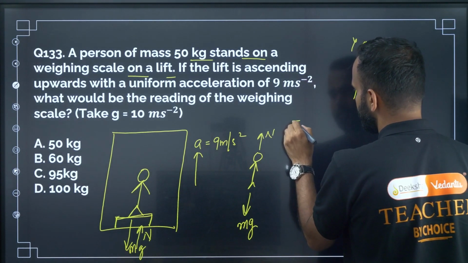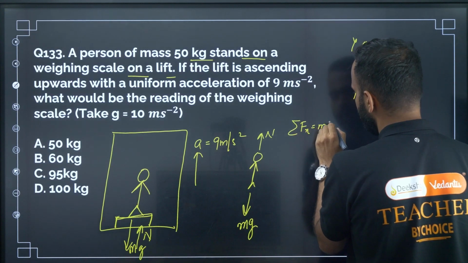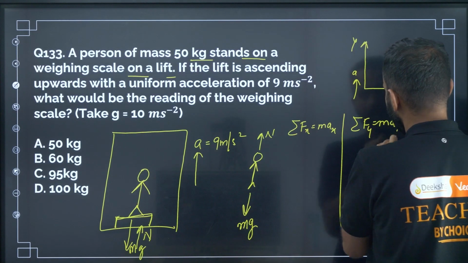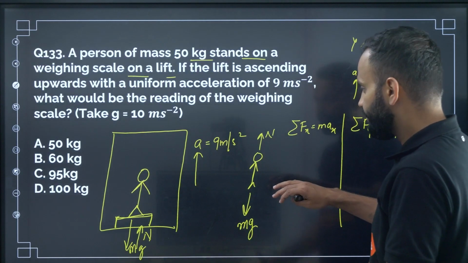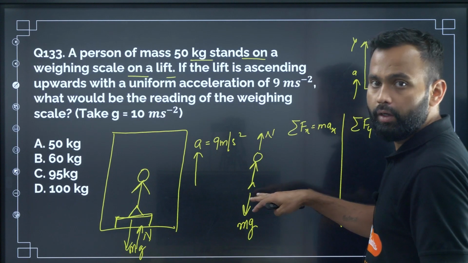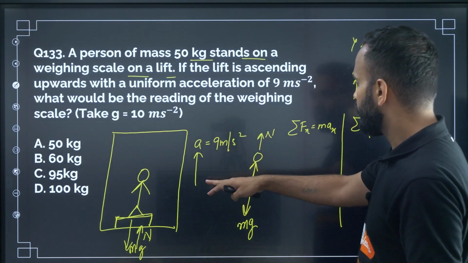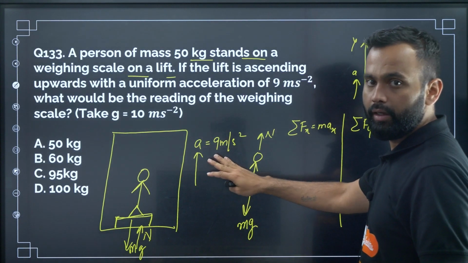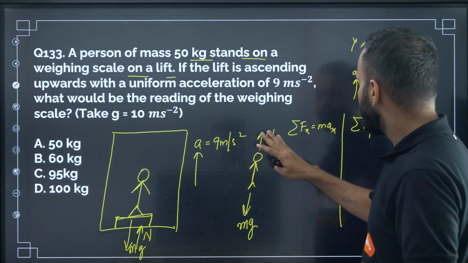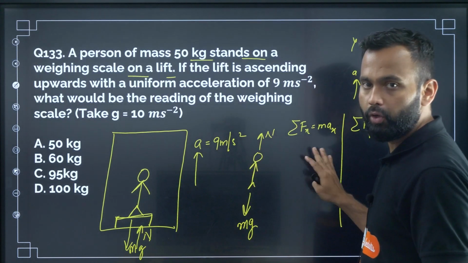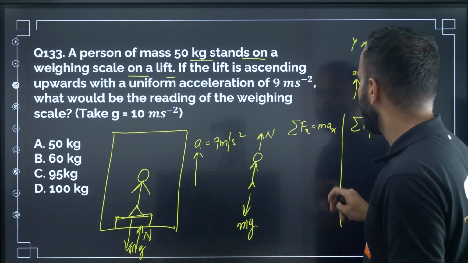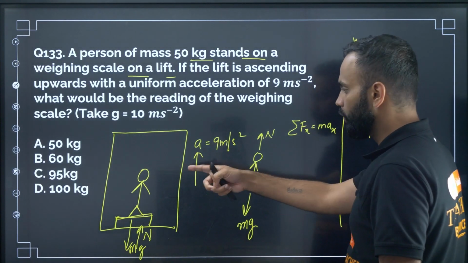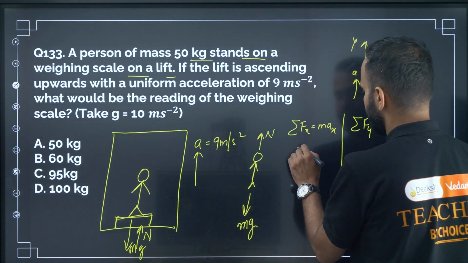Newton's second law of motion: summation of fx equal to m into ax and summation of fy equal to m into ay. I am doing all these things so that you will learn how to solve Newton's laws of motion problems. Here I am solving all these things, but in the exam you won't get much time to solve all these, so you have to practice a lot. Summation of fx equal to m into ax. Is there any horizontal force acting on this man? No, right? So it's 0.